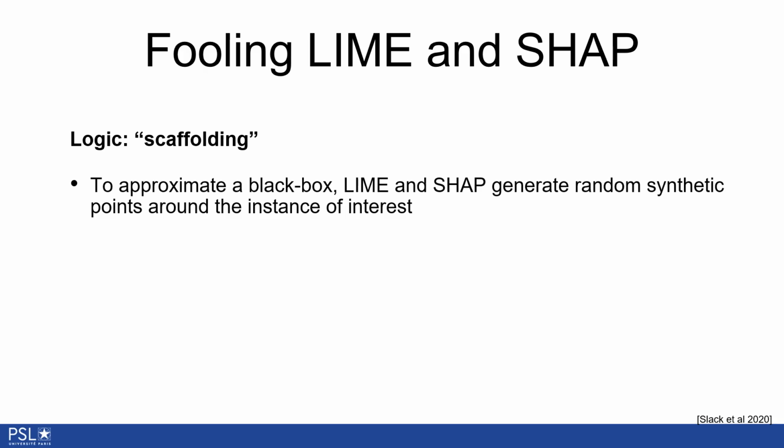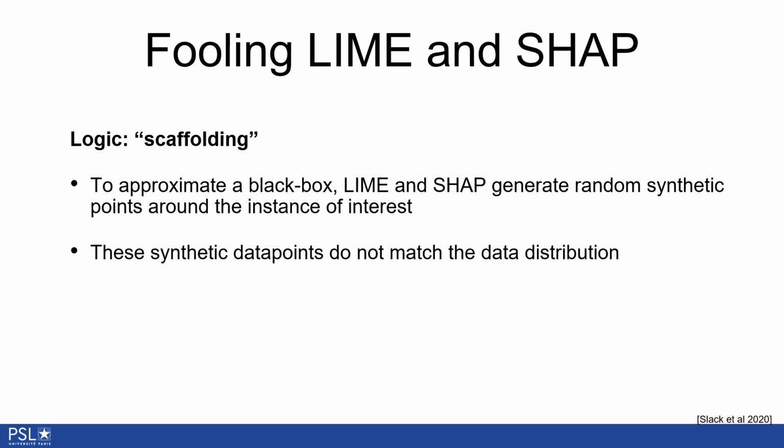How does scaffolding work? Remember that to approximate a black box, LIME and SHAP generate random synthetic points around an input instance of interest. The key point is that these synthetic data points do not in general match the true distribution of the data that the black box uses.